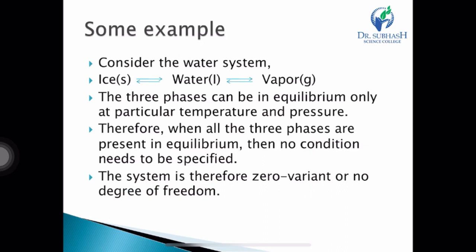So then we can say that this system is in equilibrium state. If you change the temperature, the pressure also changes, right? If you change the pressure, the temperature changes. So here we can say that temperature and pressure are fixed. So this system is in equilibrium. Therefore, when all the three phases are present in equilibrium, no condition needs to be satisfied.